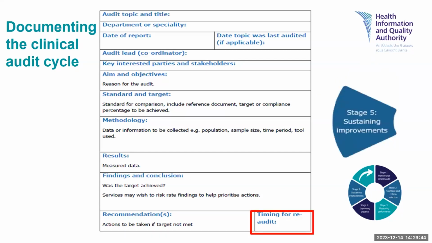The final section of the audit report relates to stage 5 of the clinical audit cycle. So that's sustaining improvements. The timing for re-audit will depend on what improvement is required. And if improvements are being sustained, then the frequency of re-audits can reduce to a level that's sufficient to provide assurance to the undertaking.